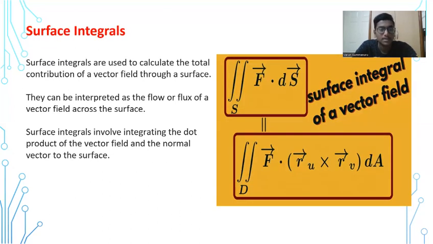Surface integrals. Surface integrals are used to calculate the total contribution of a vector field through a surface. They can be interpreted as the flow or flux of a vector field across the surface. Surface integrals involve integrating the dot product of the vector field and the normal vector to the surface.